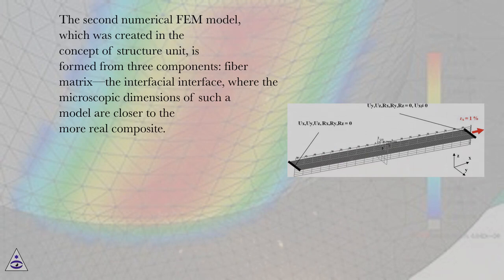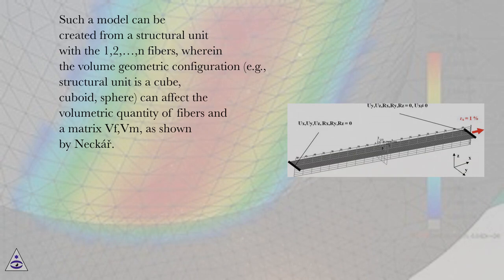The second numerical FEM model, which was created in the concept of a structural unit, is formed from three components: fiber, matrix, and the interfacial interface, where the microscopic dimensions of such a model are closer to the more real composite. Such a model can be created from a structural unit with 1, 2, ..., n fibers, wherein the geometric configuration, for example, whether the structural unit is a cube, cuboid, or sphere, can affect the volumetric quantity of fibers in a matrix, VF, VM, as shown by Necker.